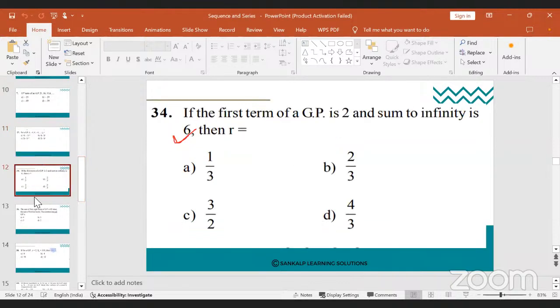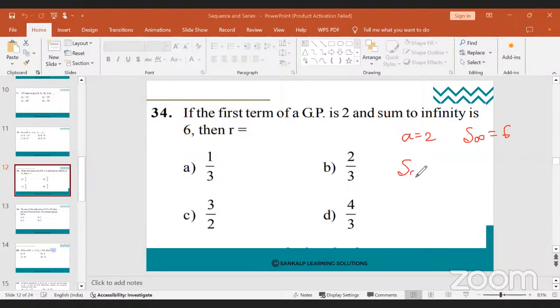Next question, students. If the first term of a GP is 2 and sum of infinity is 6, then what is R, the common ratio? Please try to get the answer. If first term of a GP is 2 and sum of infinity is 6, means what? A is equal to 2 and S infinity is equal to 6. What is R?